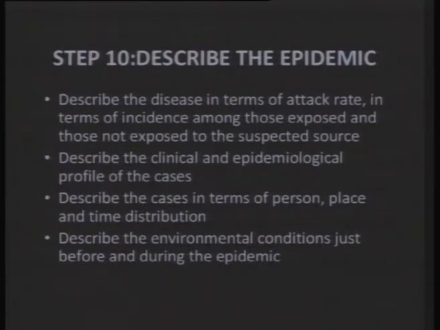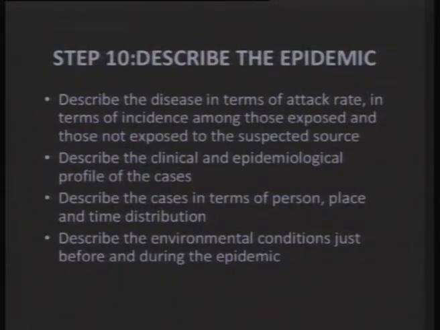Describing the epidemic is the next step in terms of the attack rate, that is the incidence among those who are exposed and those who are not exposed to the suspected source of contaminant. Say in a food poisoning outbreak in a particular fair, everybody who ate each item is noted down, and the attack rate difference gives an indication of which food item may be suspected as the cause of the outbreak.